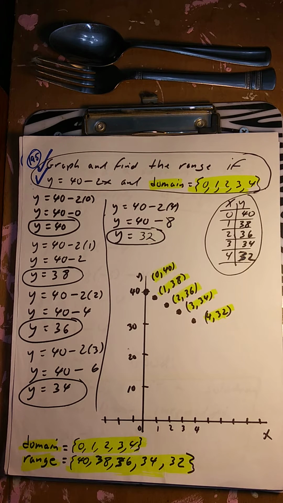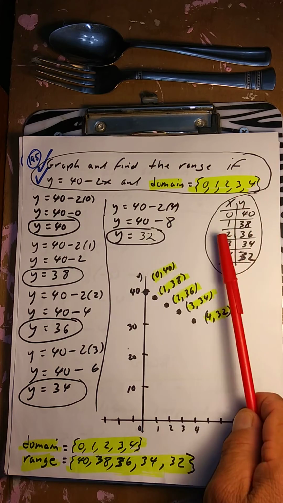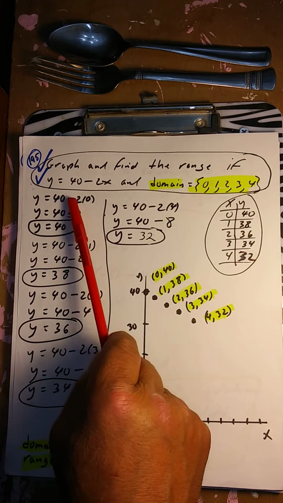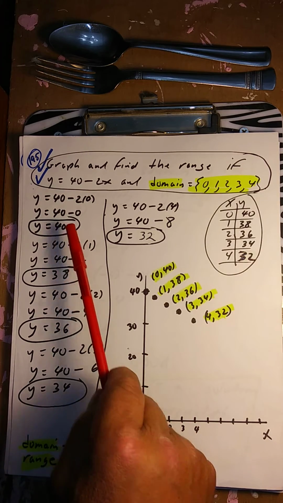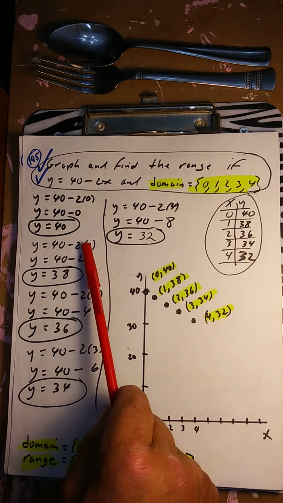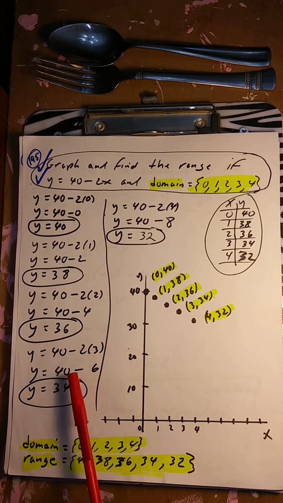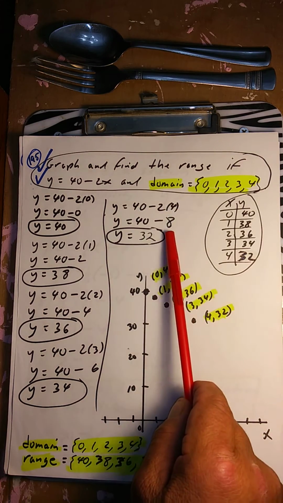Graph and find the range if you have this in the domain. Put those numbers in there. 0, so it's going to be 40 minus 2 times 0. 40 minus 0 is 40. 40 minus 2 times 1, 40 minus 2 is 38. 40 minus 4 is 36. 40 minus 6 is 34. 40 minus 8 is 32.